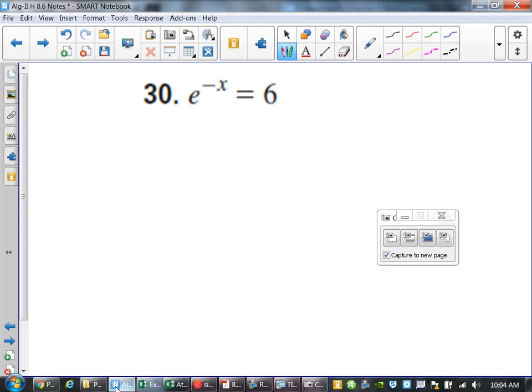So you take the natural log of both sides. You get negative x equals the natural log of 6. Which means x would equal the negative natural log of 6. And then how do you undo natural log? The e. It's pretty easy.